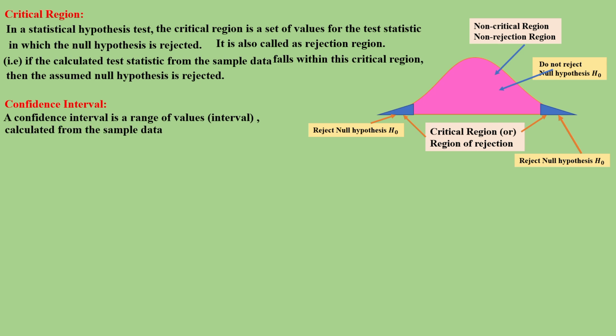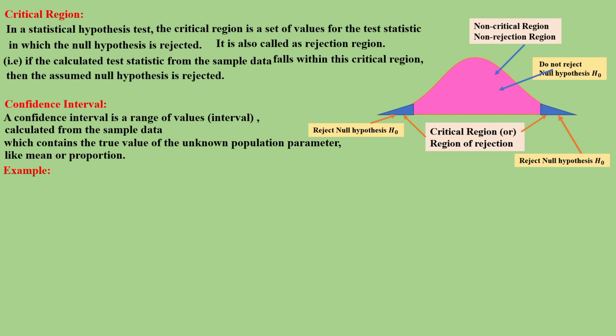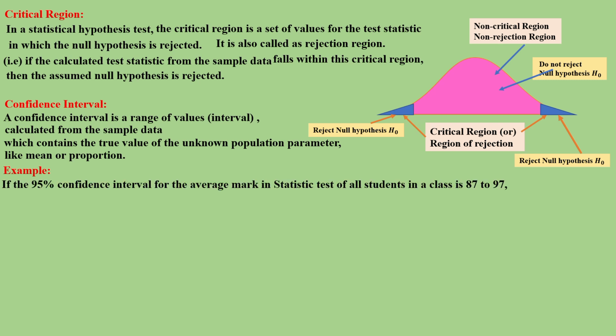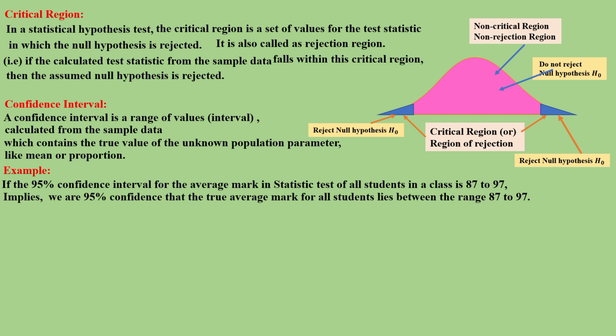So how much confidence do we have? 95%, 99%, we can accept, definitely. That is what the confidence interval gives. A confidence interval is calculated from the sample data and contains the true value of the unknown population parameters like mean, proportion, etc. For example, if the 95% confidence interval for the average marks in the statistics test of all students in a class is 87 to 97, then that implies we are 95% confident that the true average marks of all students lie between 87 and 97.